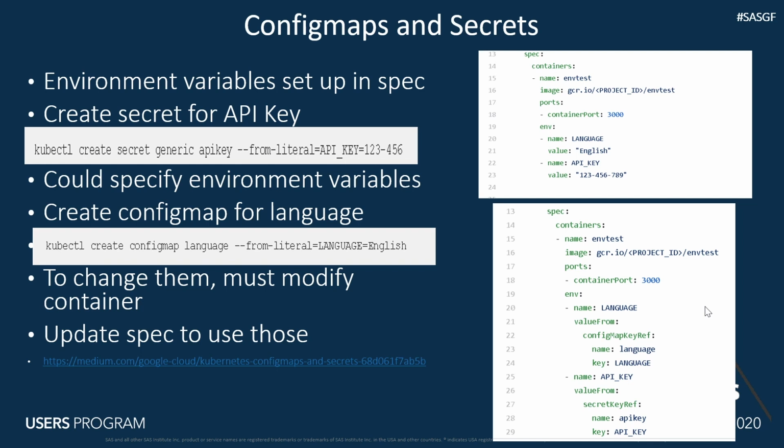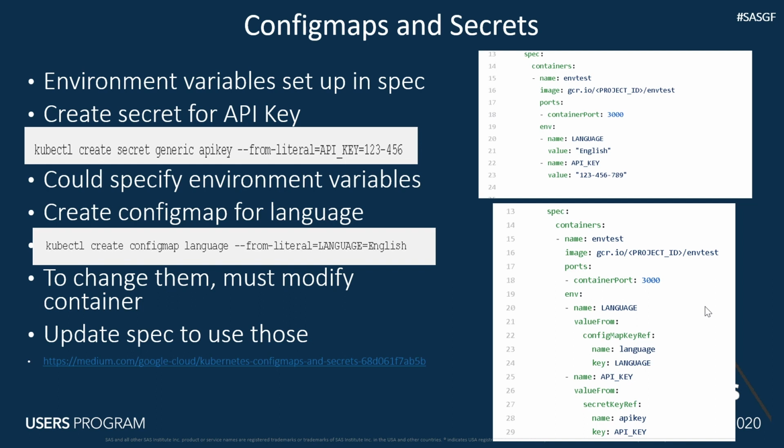Once we actually create these, then we would need to update the spec to use those. So we've changed it from being hard-coded in our spec, but now we need to make sure we change the thing that was using these values to reference the objects we created. So note that from the top to the bottom, on the bottom, we've changed it to have an environment variable, the environment variable language, to get the value from a config map key ref.